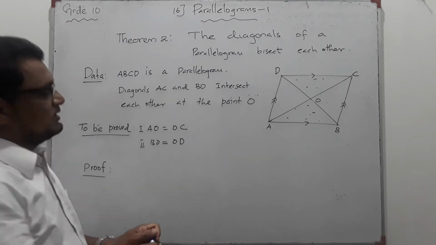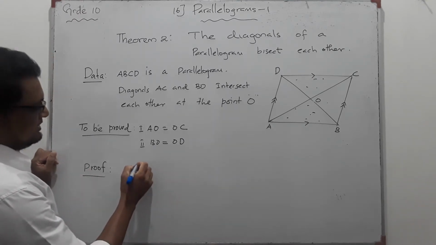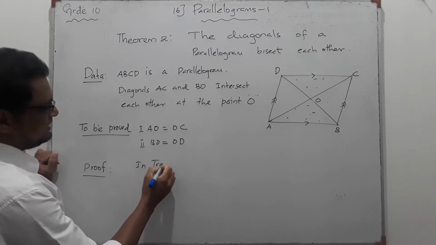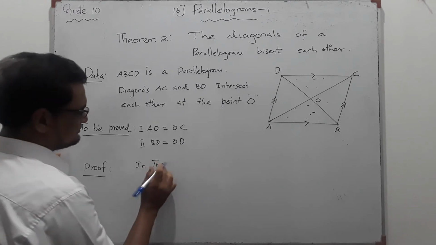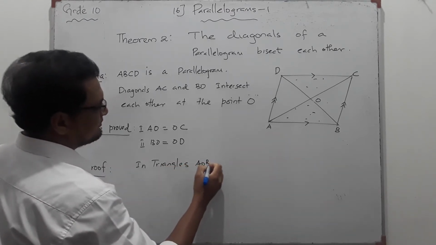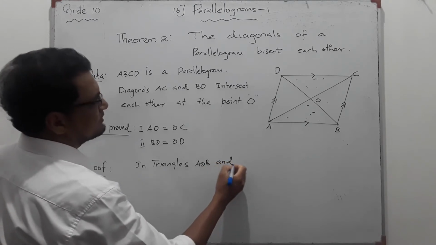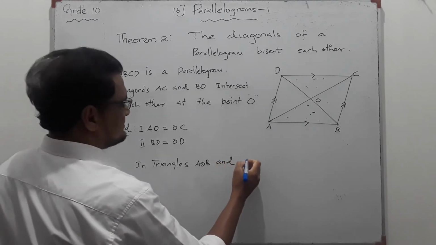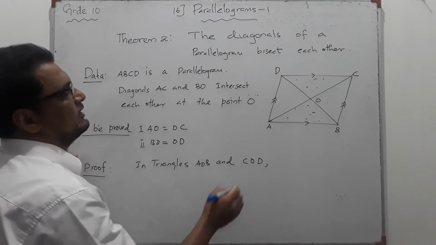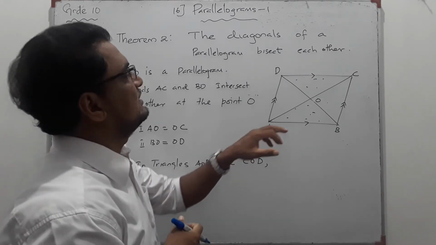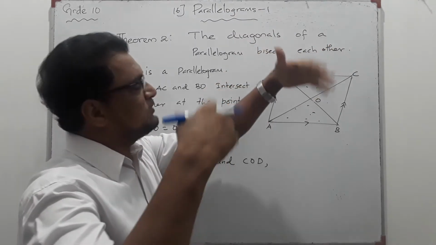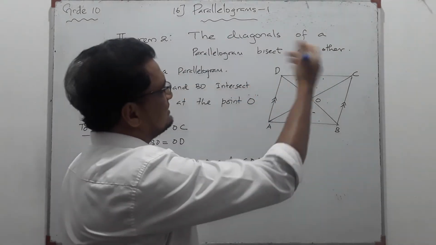First, in triangles AOB and COD, right? In triangles AOB and COD. Now you are very clear on the geometrical conclusions which were taught in previous lessons.